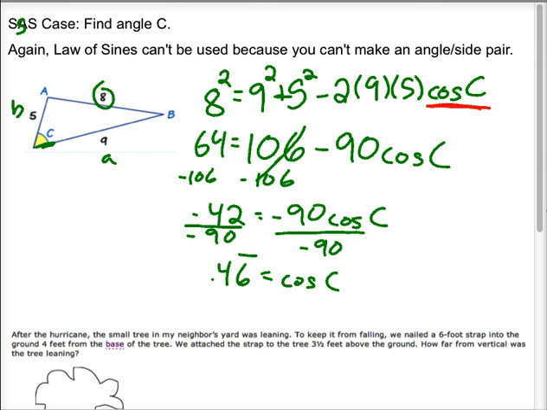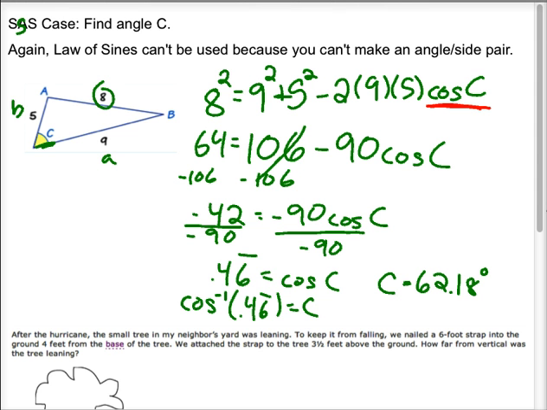Now, if I want the angle, now I have the cosine C. If I want the angle, remember, that's when we use our inverse cosine. So I have to take the inverse cosine of that value I just found. So my angle ends up being 62.18 degrees.